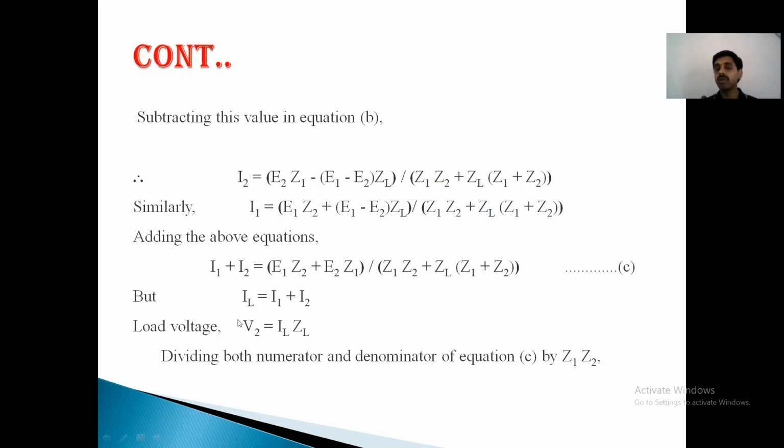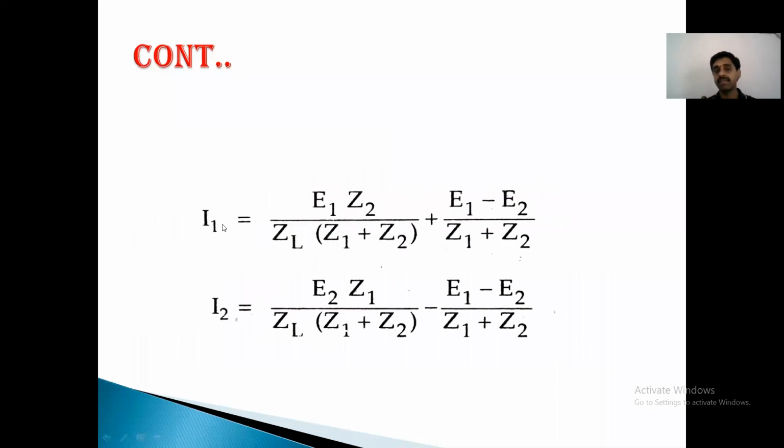Therefore, what is the total load voltage? IL into ZL. Dividing numerator and denominator by Z1 Z2, we can further simplify like this. I1 is equal to E1 Z2 by ZL into Z1 plus Z2 plus E1 minus E2 by Z1 plus Z2. This last part is the circulating current. I1 is equal to the circulating current plus this part. I2 is equal to the current supplied minus the circulating current. So this is more, this is less, because E1 is more than E2.